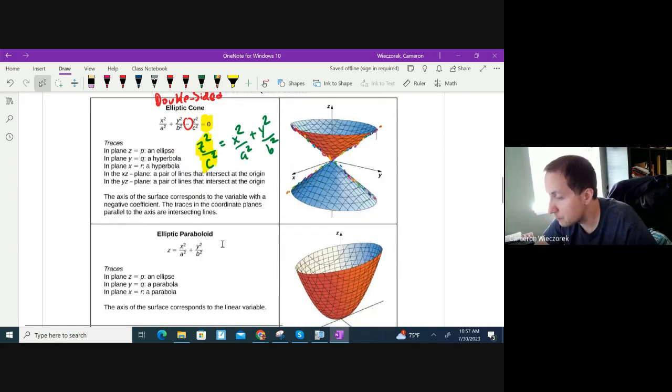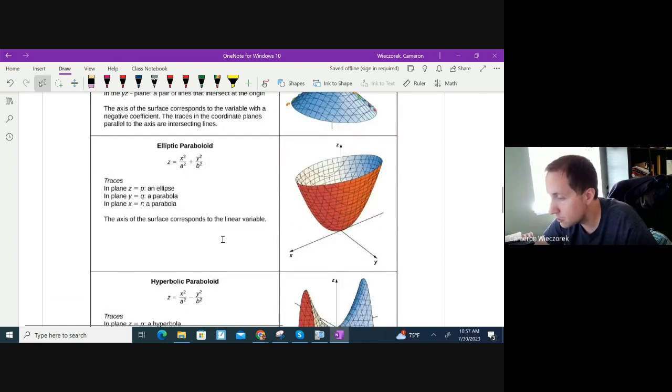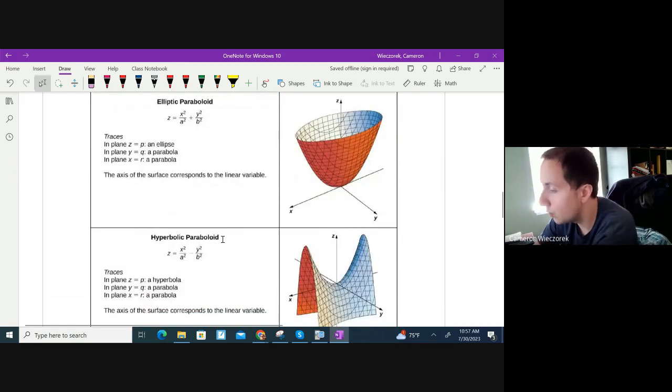Okay, the elliptic paraboloid, now we're down to just two variables that are squared and one linear variable. So the linear variable determines the direction of opening. When you're adding the two quadratic terms, it's an elliptic paraboloid. Look down below. Still, one linear variable determines the direction of opening. However, now we're subtracting the two quadratic terms. In that case, you have a hyperbolic paraboloid. Okay?